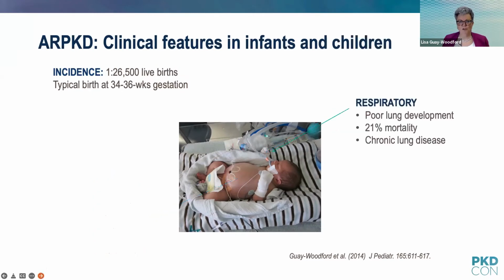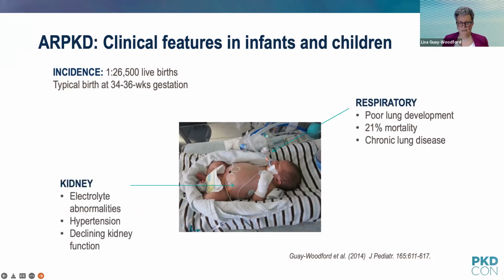When children get older, you would think chronic lung disease would be a major problem for these kiddos, but for reasons we don't really understand, even those that are on a ventilator, that's not really something that we see as a tremendous issue. These kiddos, though, do have hypertension and they are at risk for declining kidney function.